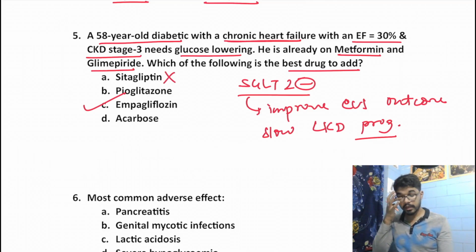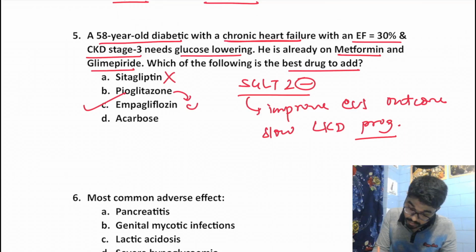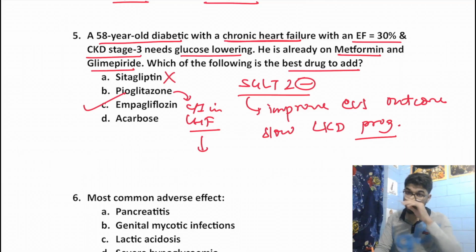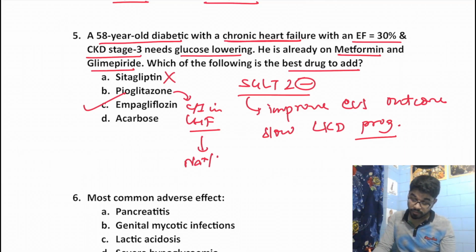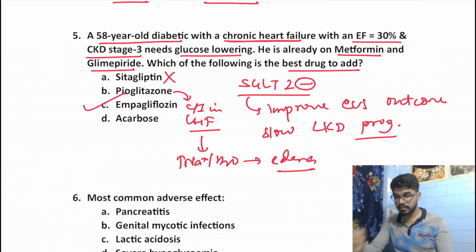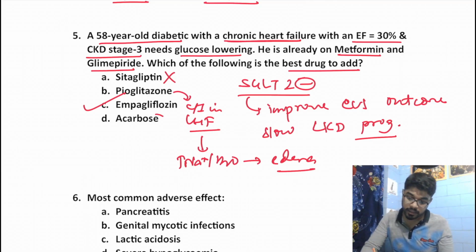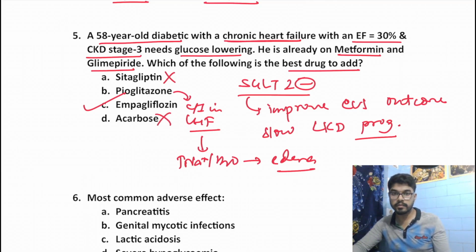Sitagliptin has no role in cardiovascular outcomes. Pioglitazone is rather contraindicated in congestive cardiac failure because pioglitazone causes sodium and water buildup in our body, causing edema. Edema in congestive heart failure is very bad. And acarbose again has no role in cardiovascular disease and CKD. So our answer should be empagliflozin.